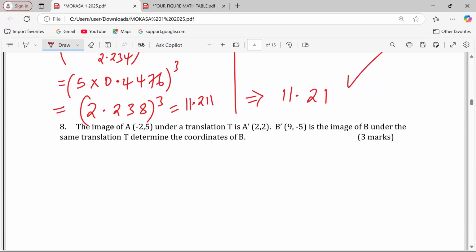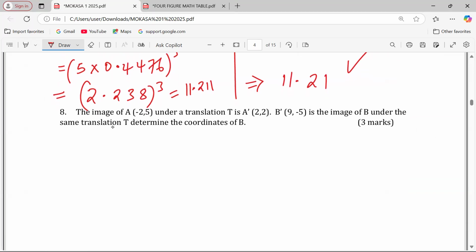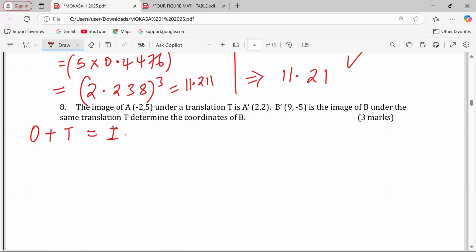Number 8. The image of A, (-2, 5), under a translation T is A prime (2, 2). B prime (9, -5) is the image of B under the same translation T. Determine the coordinates of B. So we'll be talking about an object plus a translation vector to give us the image. And we must write all this as column vectors.